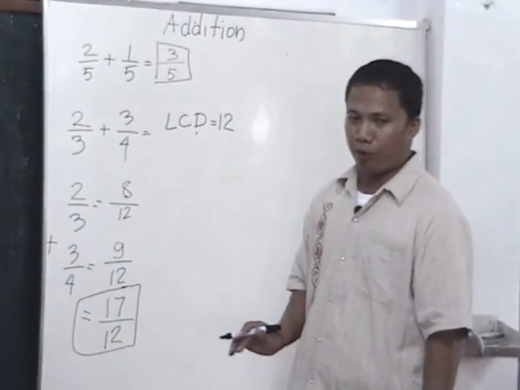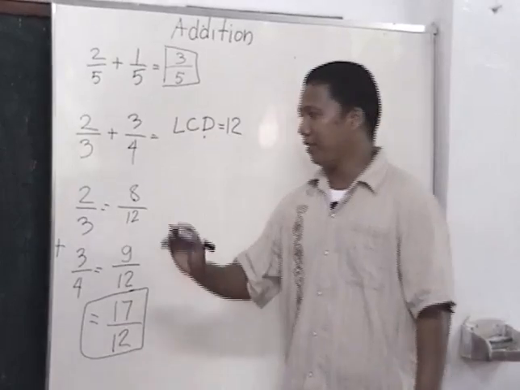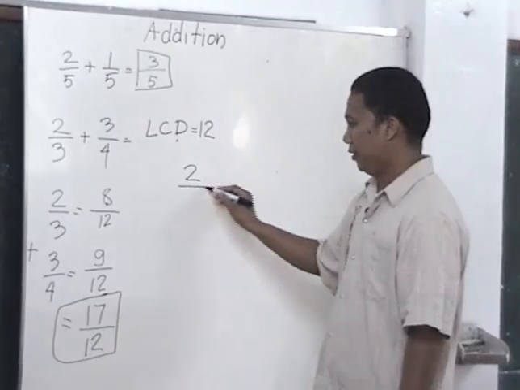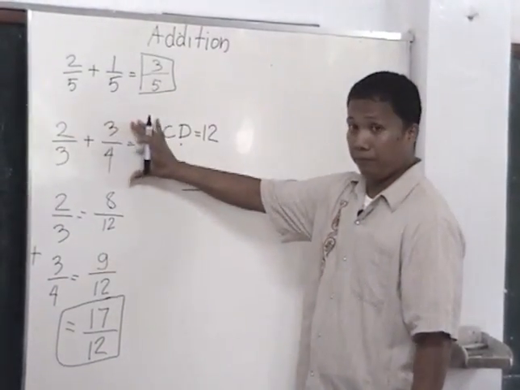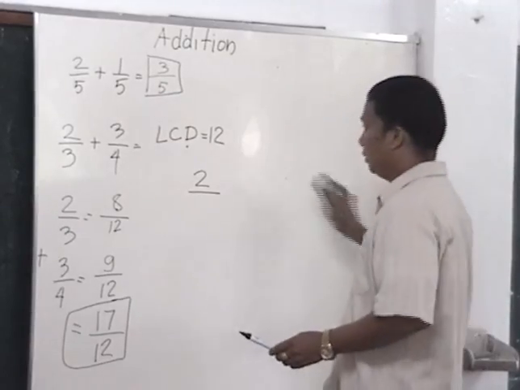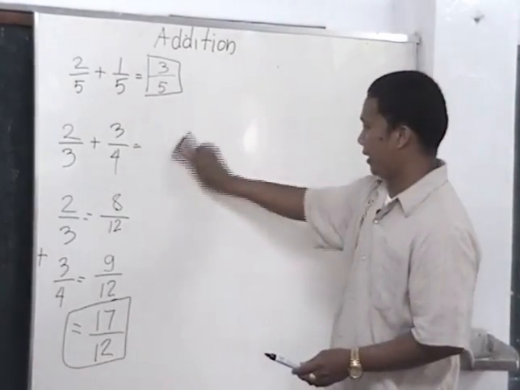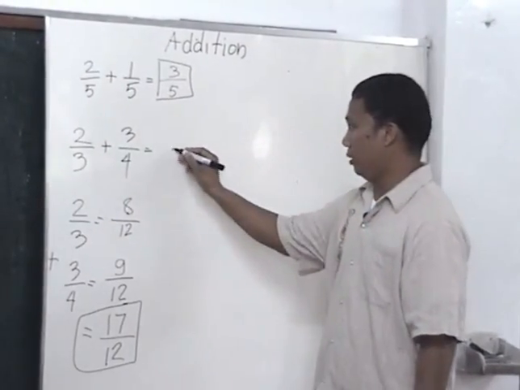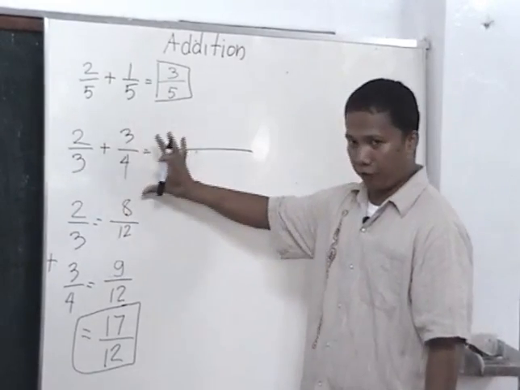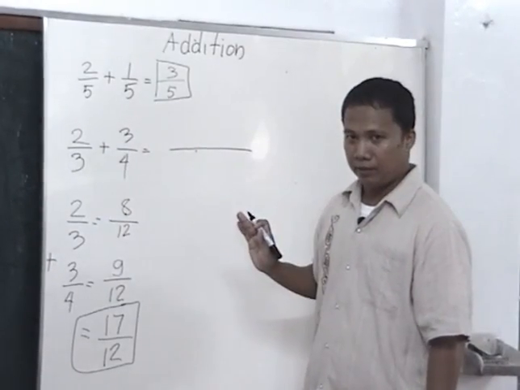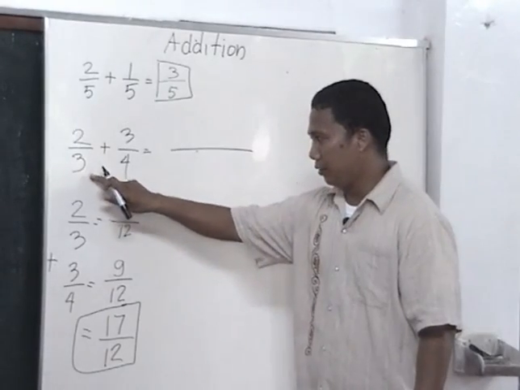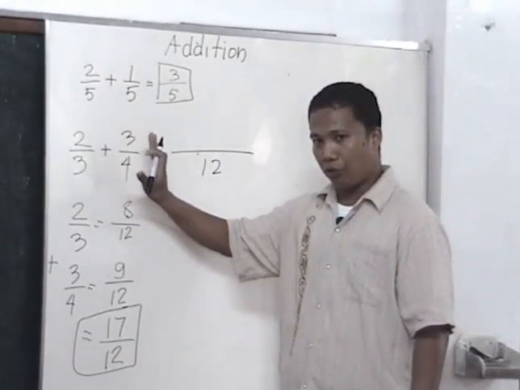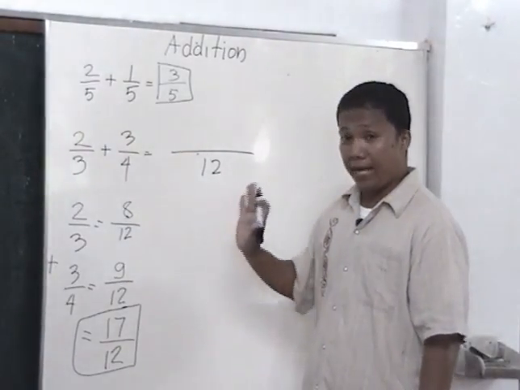And for enrichment purposes, we have this kind of problem wherein the same problem will be used. So we have 2/3 plus 3/4. This is for enrichment purposes only. What you will do is multiply the denominators. So 3 times 4 is equal to 12. Then apply the cross product. Add the cross products, I mean.